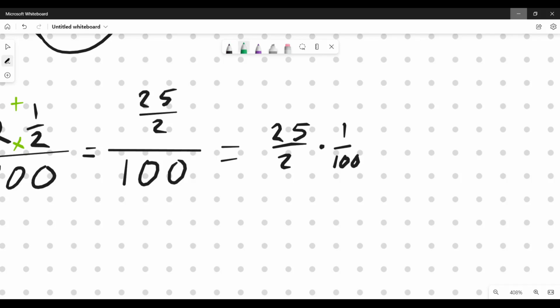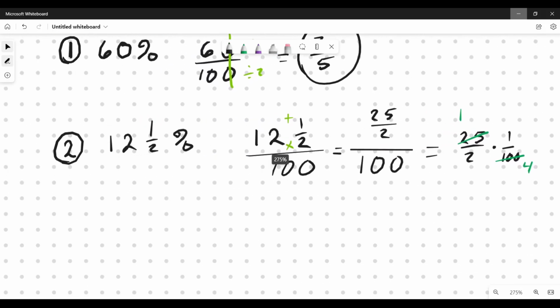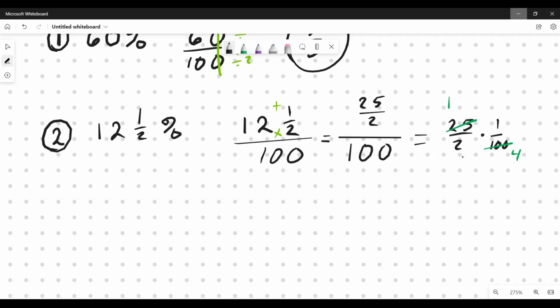Because we can pre-reduce, right? What goes into 25 and 100? 25 does, which gives us 4 when we divide, which is probably what you meant. 25 divided by 25 is 1, right? 100 divided by 25 is 4. So this equals 2 times 4. So 1/8.